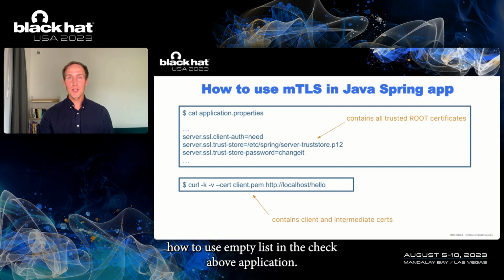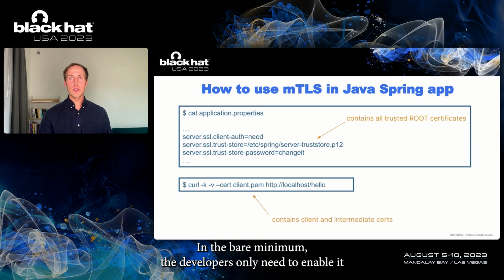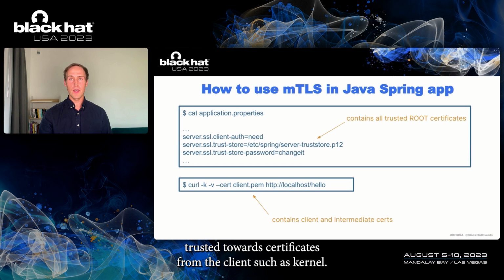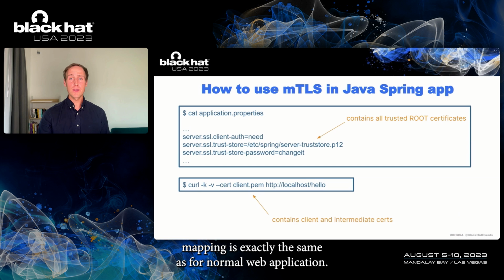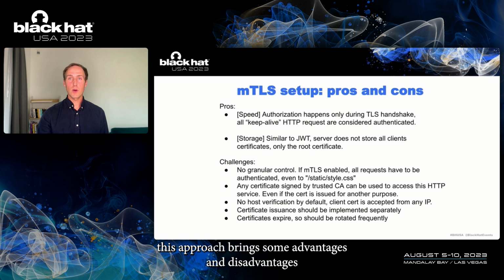So let's see how to use mTLS in a Java web application. At the bare minimum, the developers only need to enable it in the application settings and specify the location of all trusted root certificates. From the client, such as curl, you need to specify what certificate is sent to the server. The rest of the application code, such as request mapping, is exactly the same as for normal web applications. As you can see, this approach brings some advantages and disadvantages compared to traditional authentication methods, such as passwords.